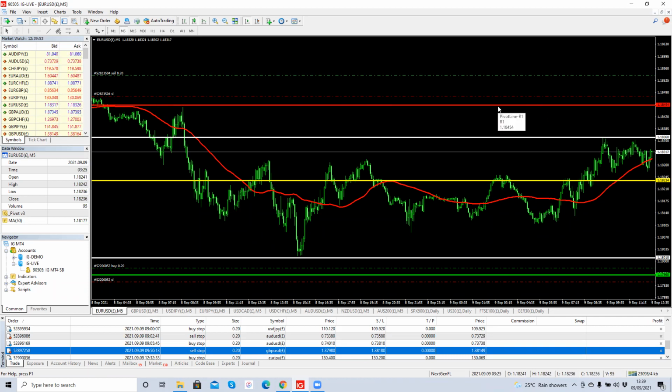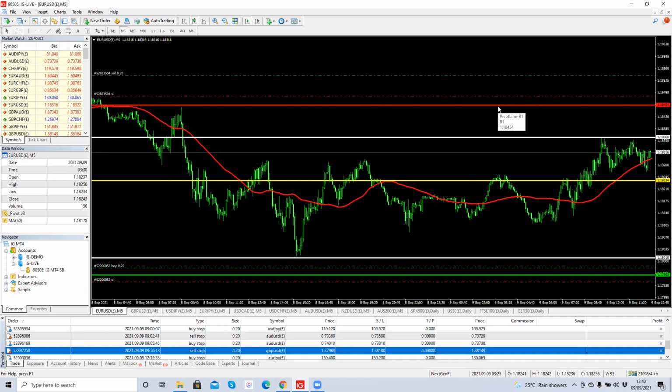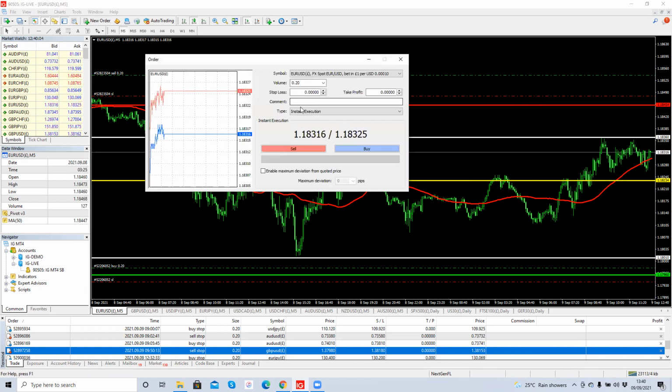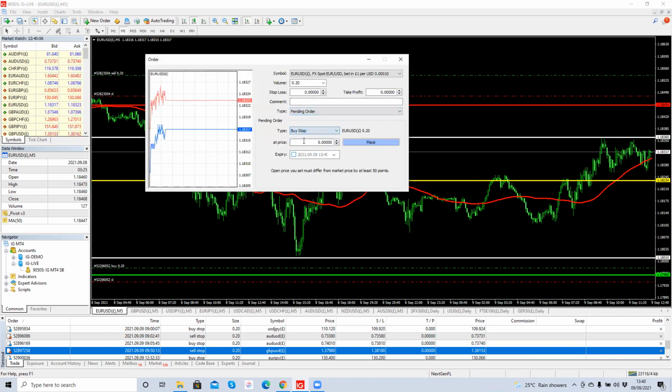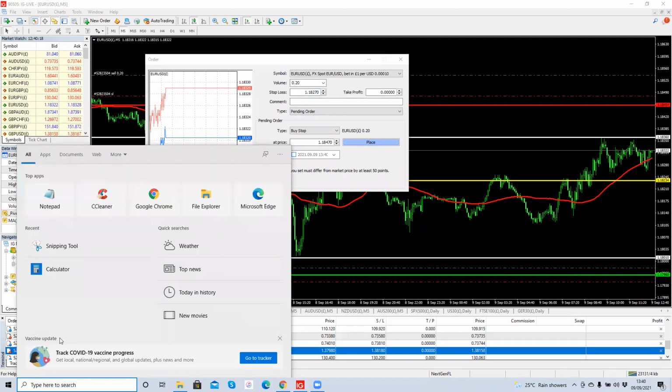So let's do that. R1, we can see, is 1.1845. So 2 pips above that would be 1.1847. And then a 20 pips stop loss, 1.1827. And then a 60 pips profit limit. I'll just bring out the calculator.